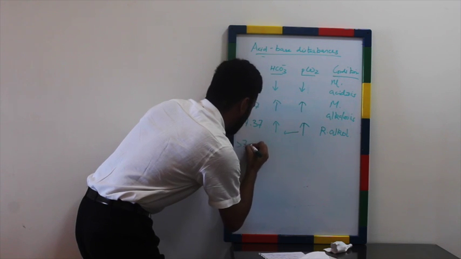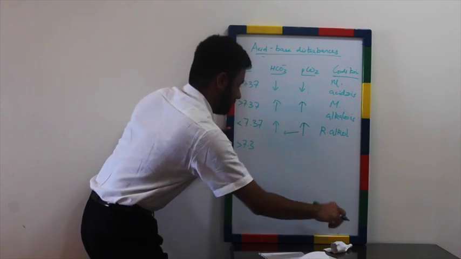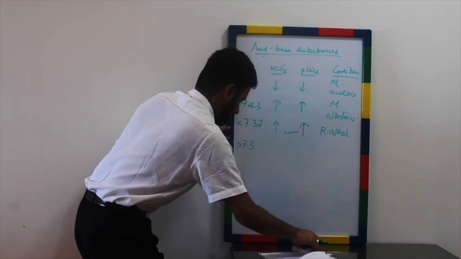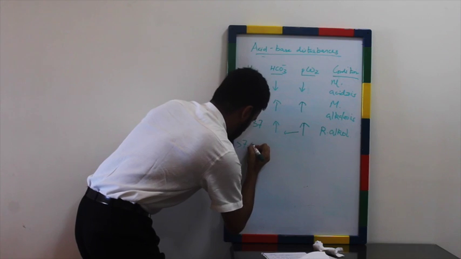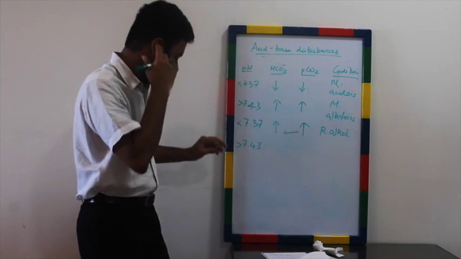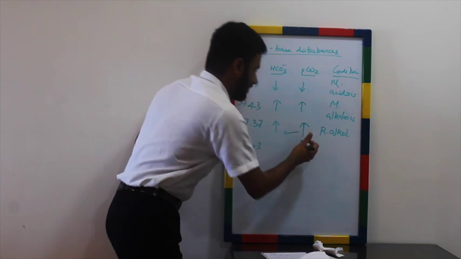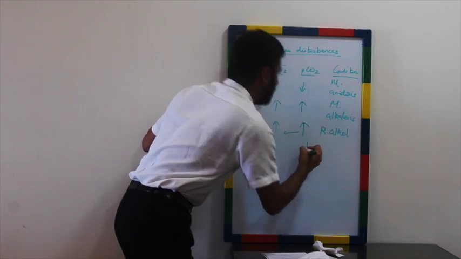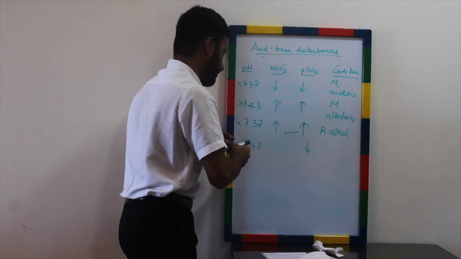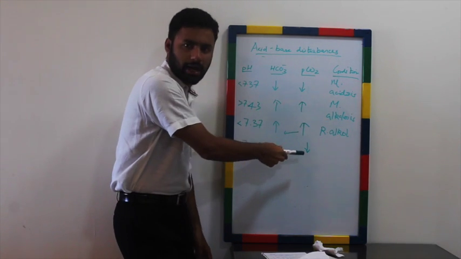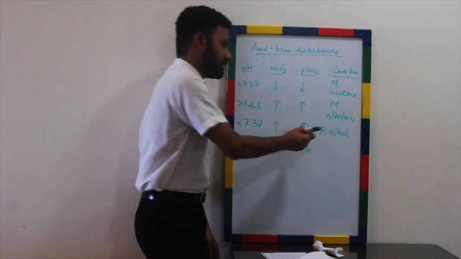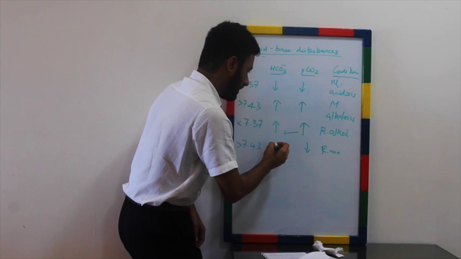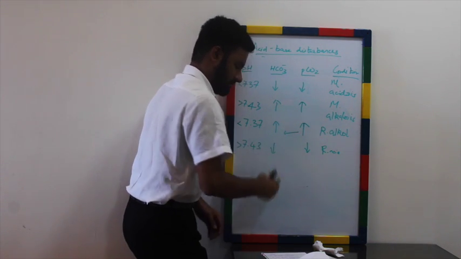Similarly, let's say you have a pH of more than 7.43 and a decreased PCO2. The condition is respiratory alkalosis, and the plasma bicarbonate as a compensation decreases.